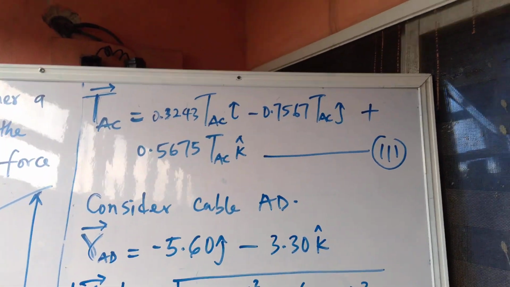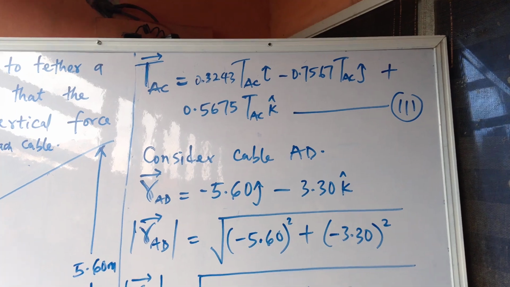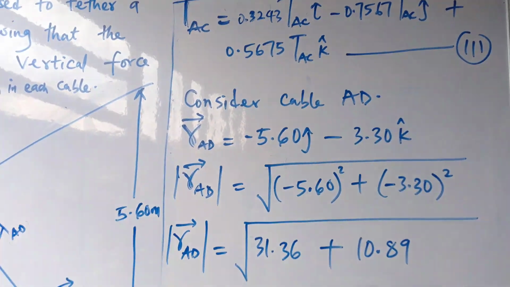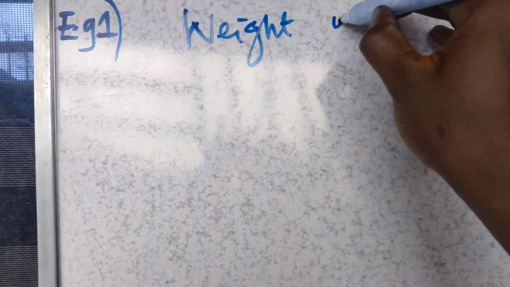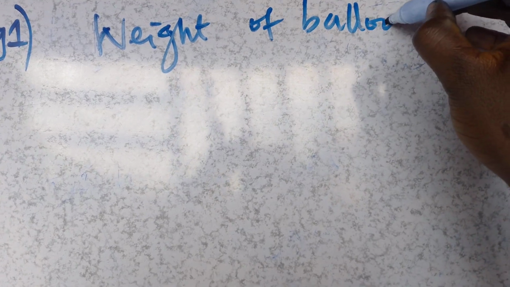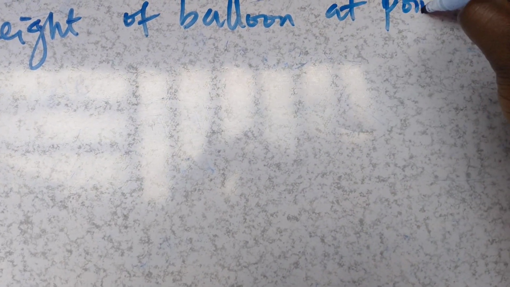This is equation 3. The next thing now is to look at the weight of the body, the weight of the balloon. Consider the weight of the balloon at point A.